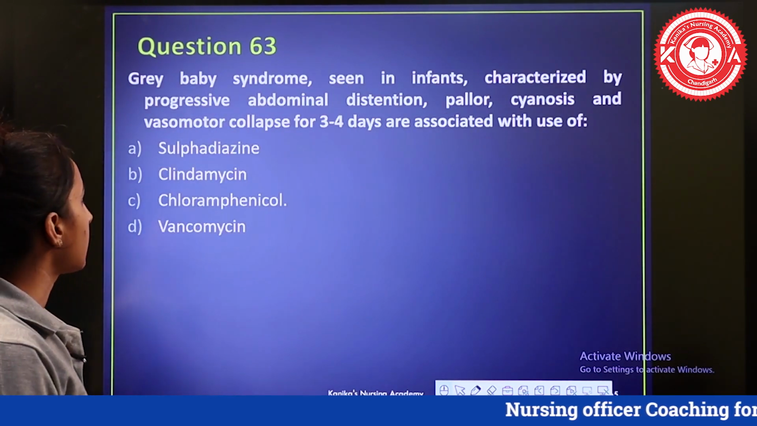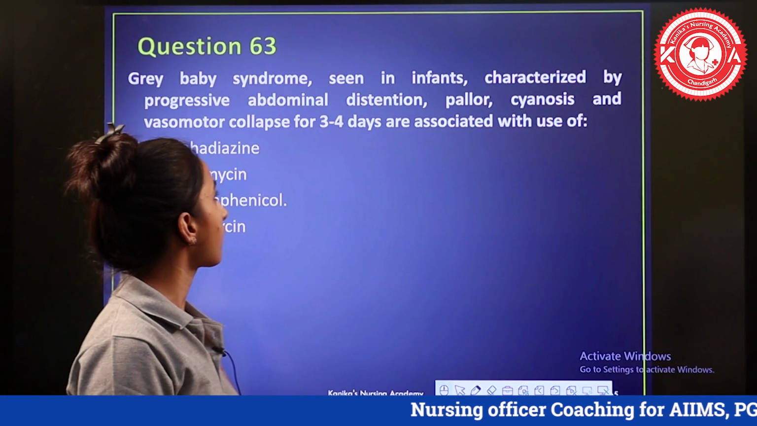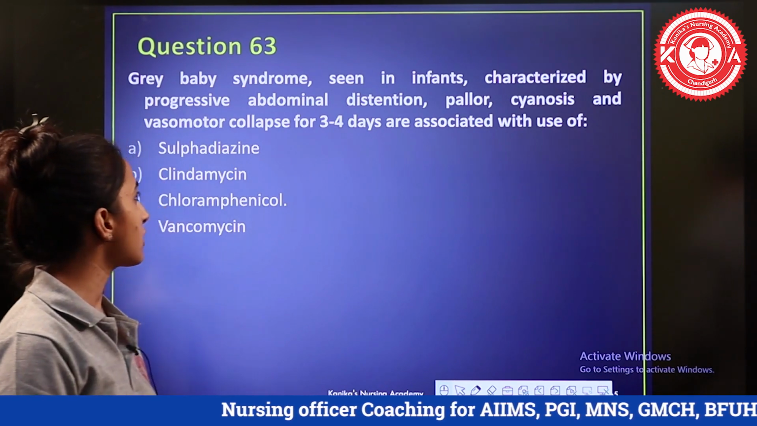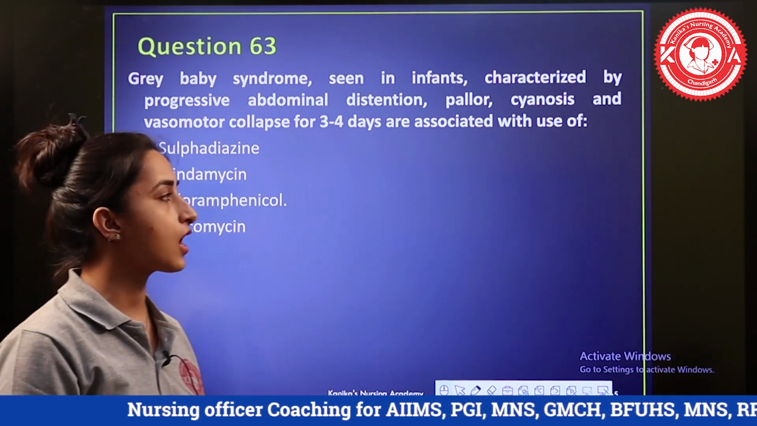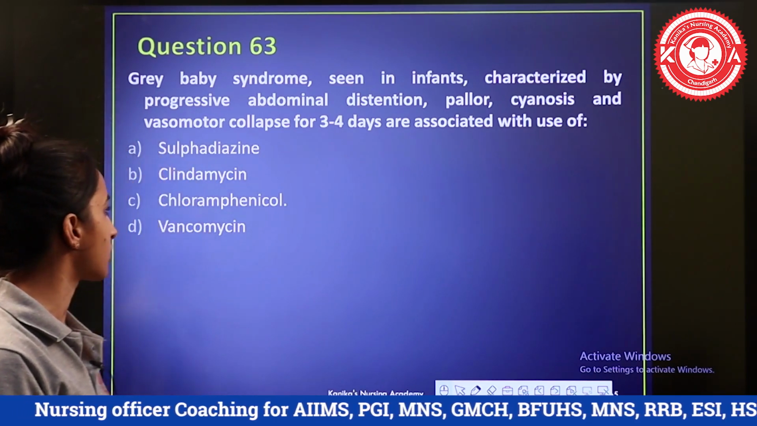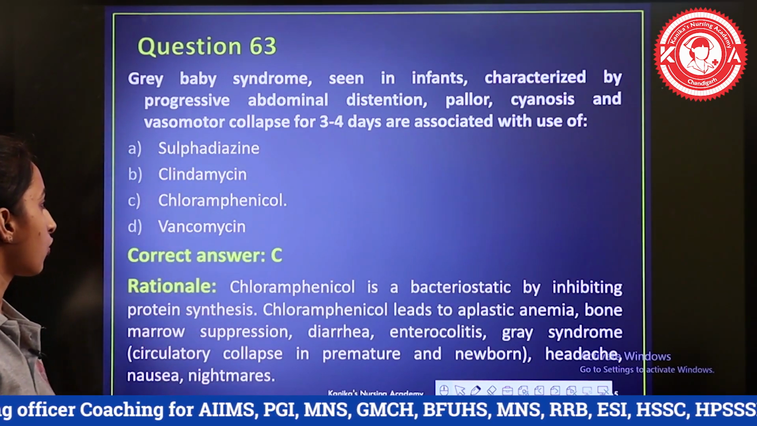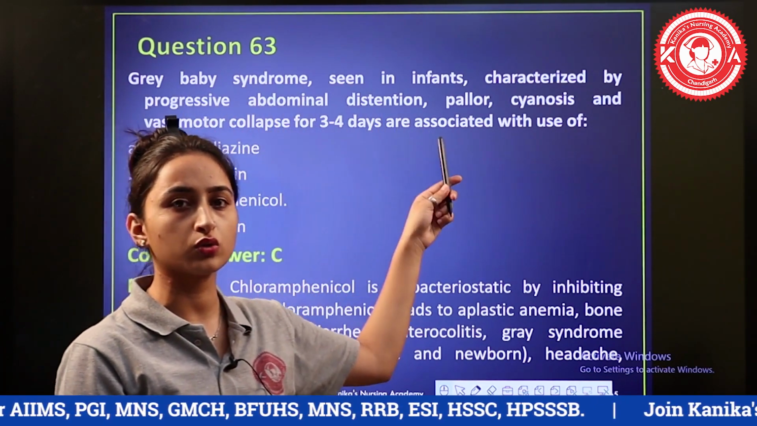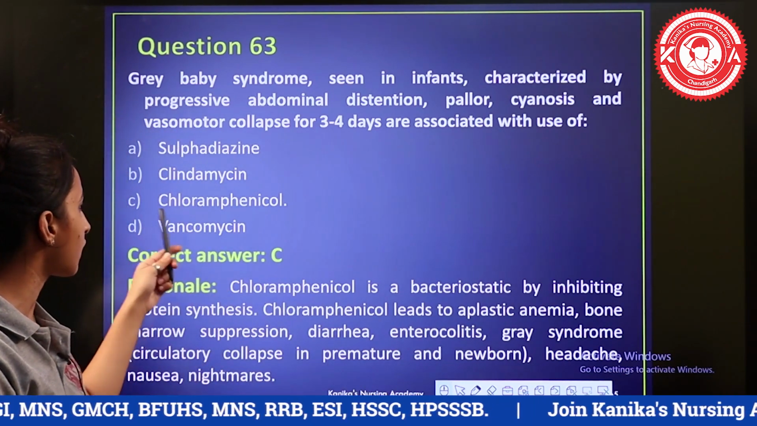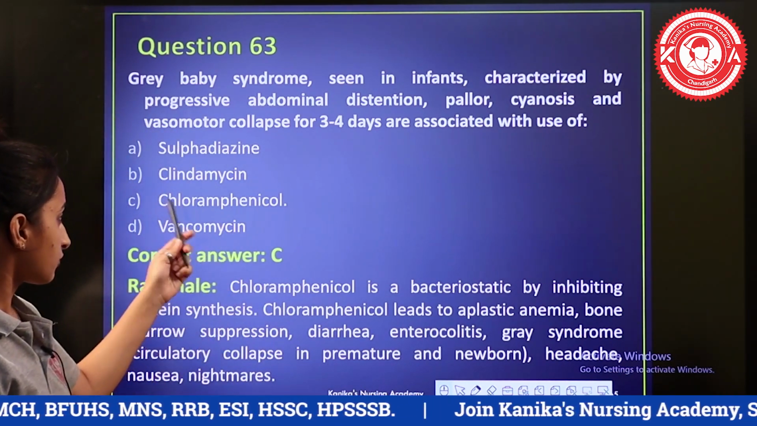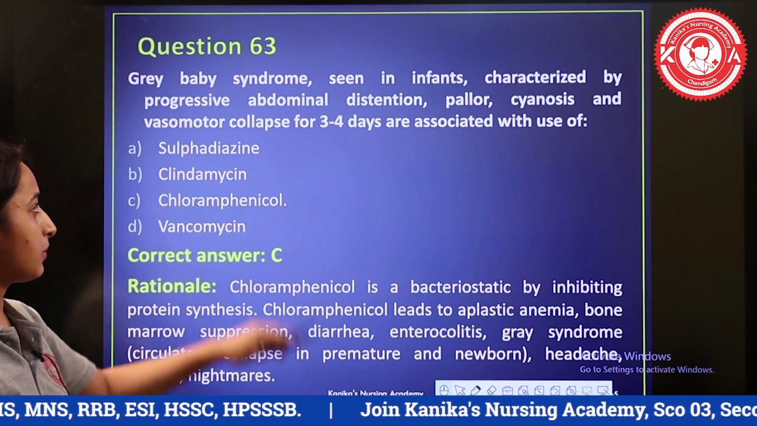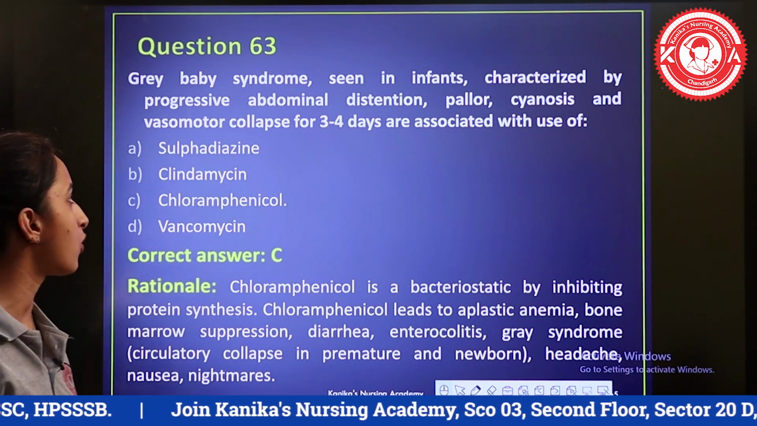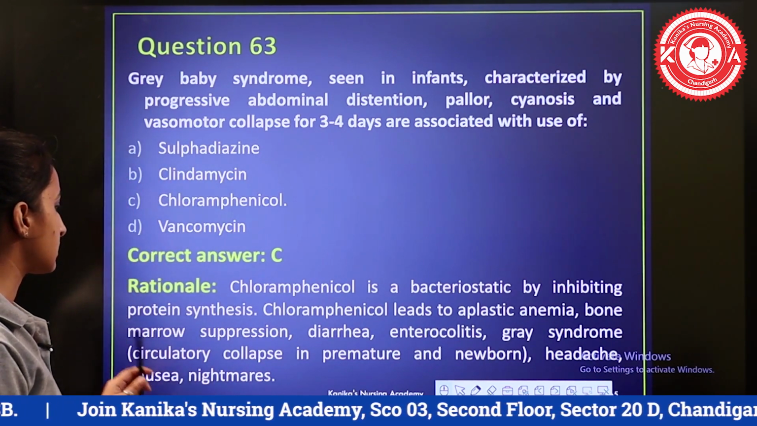Next question is, gray baby syndrome seen in infants, characterized by progressive abdominal distension, pallor, cyanosis and vasomotor collapse for 3 to 4 days, is associated with use of which drug? The correct answer is chloramphenicol. Always remember gray baby syndrome is due to the toxicity of the antibiotic chloramphenicol, right? The main symptoms of gray baby syndrome are progressive abdominal distension, pallor of skin, cyanosis and vasomotor collapse. So the right answer is C.